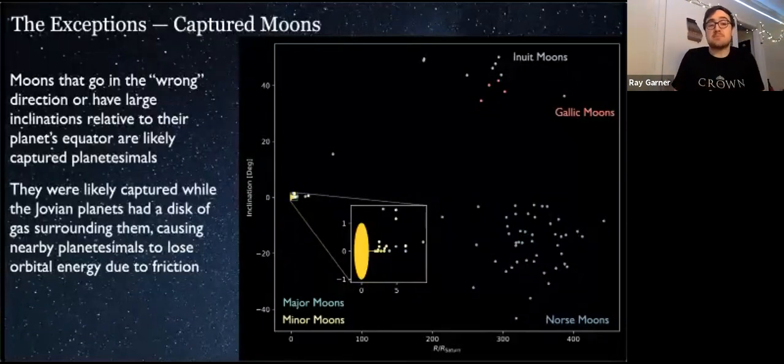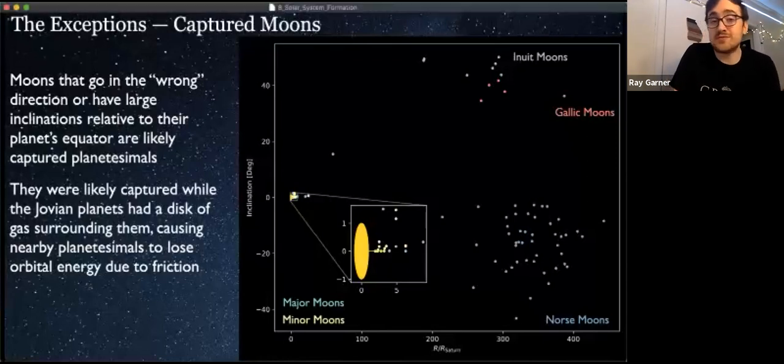These were likely captured objects, while the Jovian planets had a disk of gas surrounding them, which would give friction to these objects, causing them to lose their orbital energy and enter into these weird, highly inclined orbits.